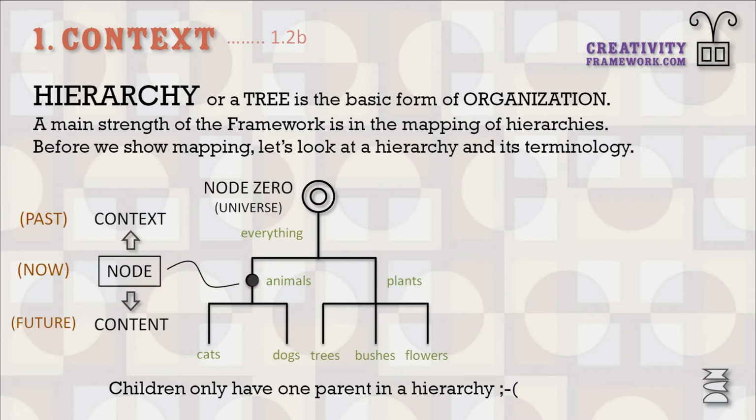Now this thing right here is called a node. We can have a node over there too, and a node here, and a node there. And as a matter of fact, this node right here is node 0. It's everything, the universe, because we start counting at 0. So there's the node.